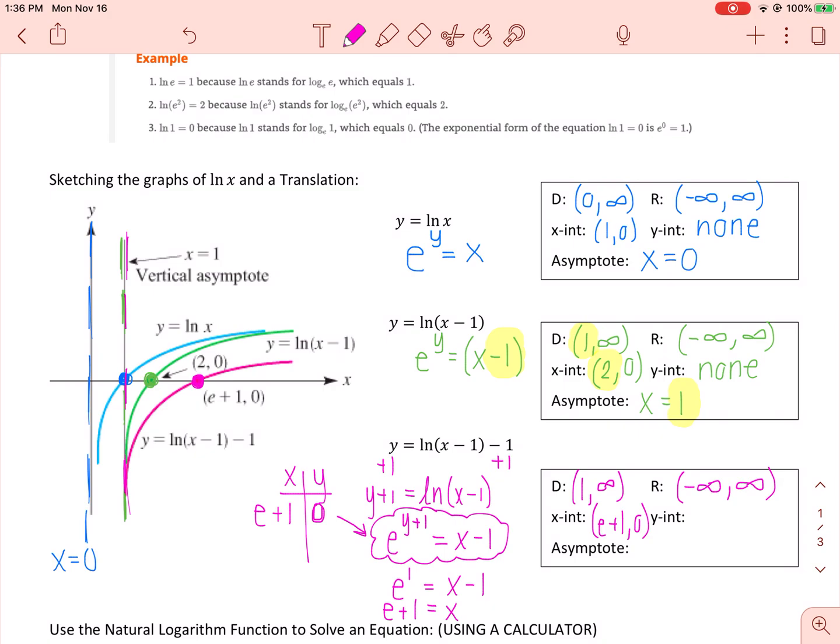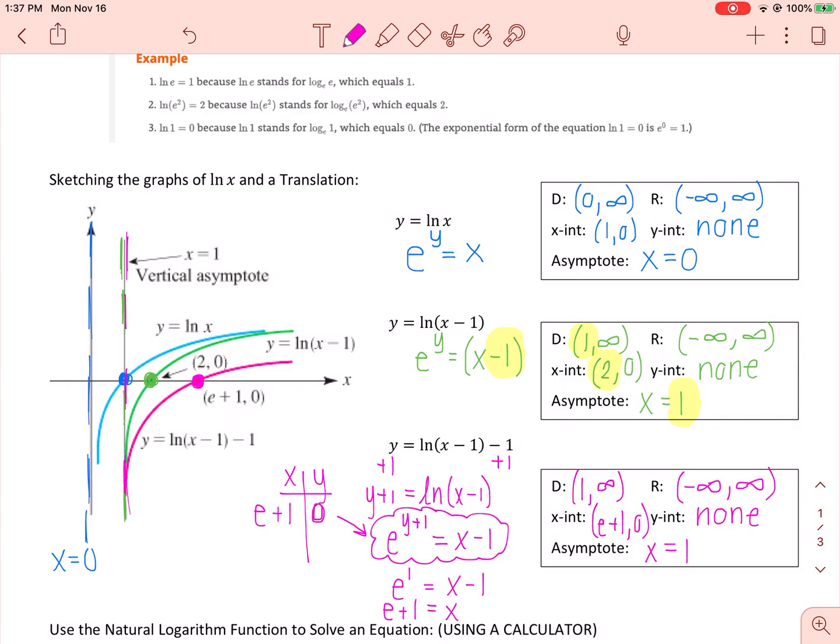Very weird, yes it is, but remember e has a value. It's at 2.7 from our first notes, so it's still a value. Your y-intercept, it's still not going to happen because we're moved too far away from the y-axis. And your asymptote is going to still be x equals 1.